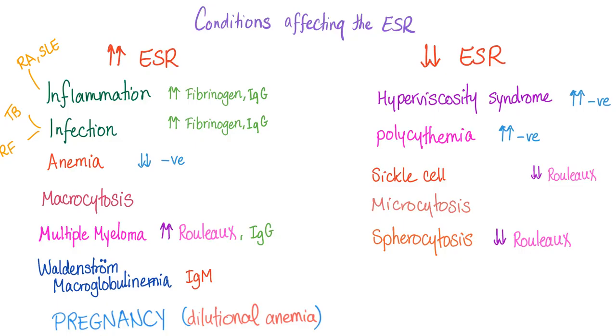How about conditions that decrease the ESR? Hyperviscosity syndrome, especially if the hyperviscosity is caused by increased number of red blood cells. More red blood cells, more negative charges, more repulsion force, which lead to them settling slowly. Polycythemia, same reason. You have lots of red blood cells, lots of negative charges. Sickle cells cannot form rouleau. Microcytosis, they are small. It takes a lot of time for them to get close to each other and hug each other and settle. Spherocytosis, again, less rouleau formation.